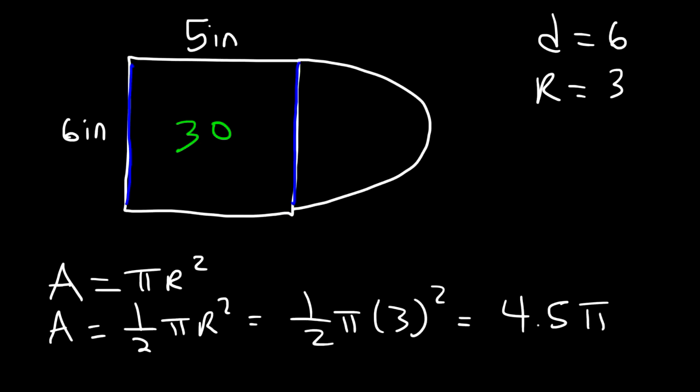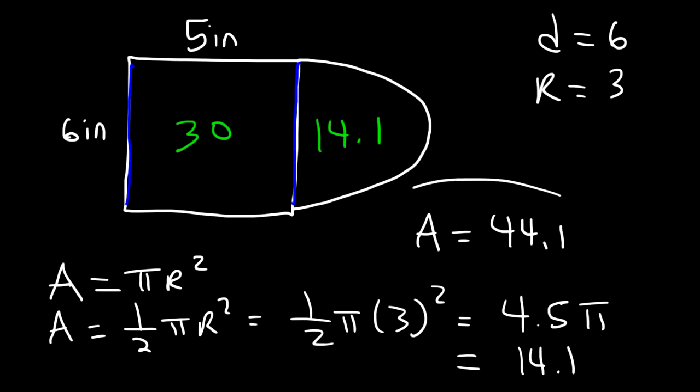And to get a decimal value, let's multiply 4.5 by 3.14. So this is going to be about 14.1. So that's the area of the semicircle. So the total area is 30 plus 14.1, or 44.1 square inches.